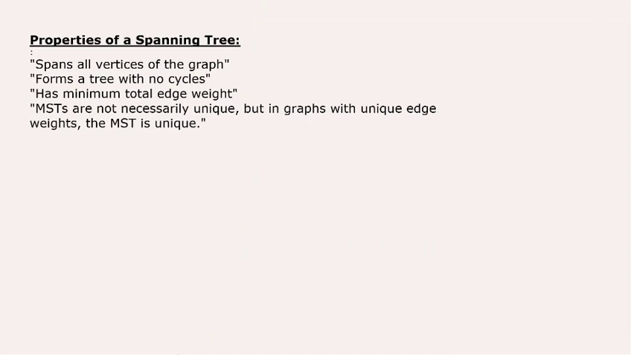The properties of a spanning tree are that it spans all the vertices of the graph. It forms a tree with no cycle. Mainly, the point to be noted is it doesn't form cycles. It has minimum total edge weight. MSTs are not necessarily unique, but in graphs with unique edge weights, the MST is unique.